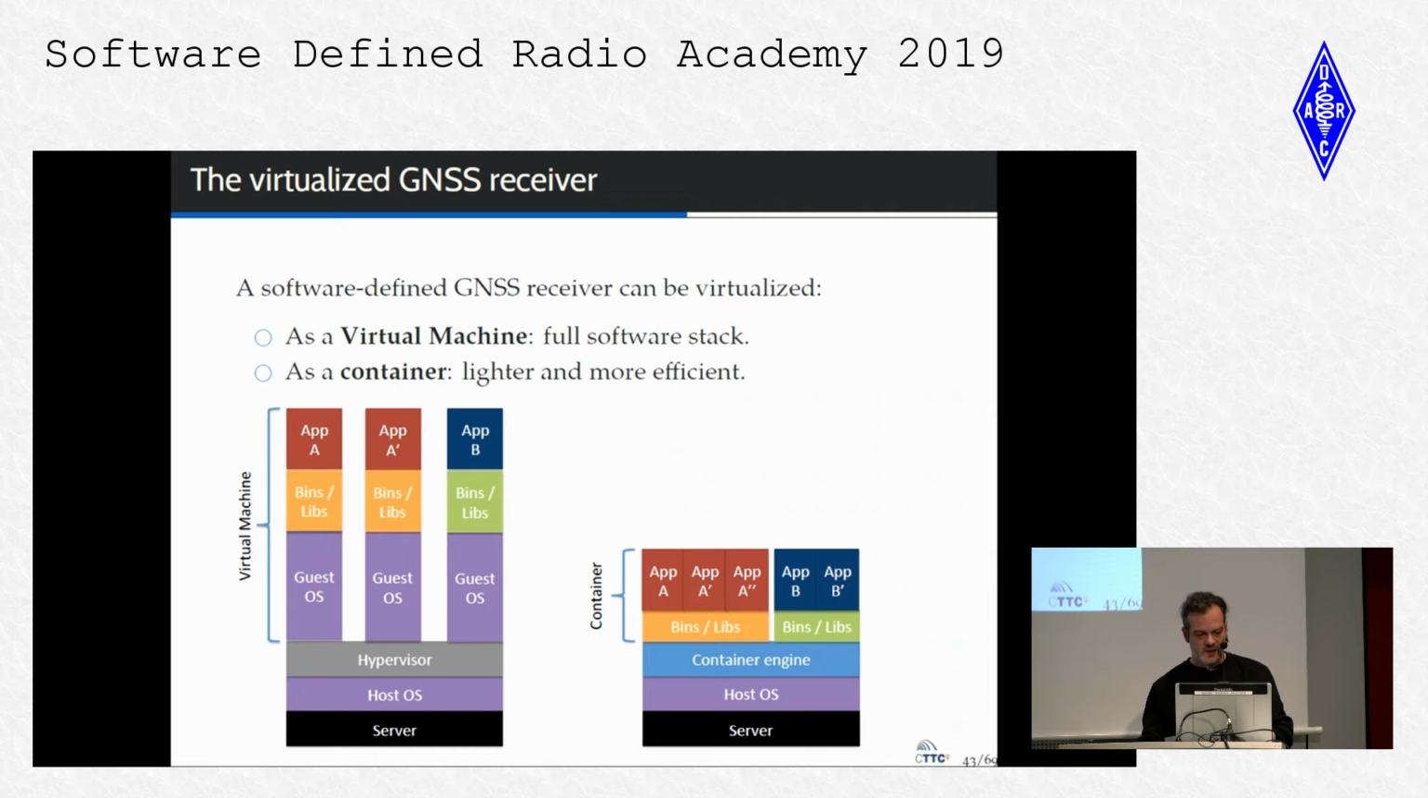The first one is a virtual machine, in which you just have everything there. This would be your virtual machine here, in which this is your application. In this case, it would be GNSS-SDR. Then you have the libraries and binaries you need for running it. You have the guest operating system. And all this is run in a host operating system. And there is a hypervisor here that manages all the different virtual machines that can run in a single host machine. This is one approach.